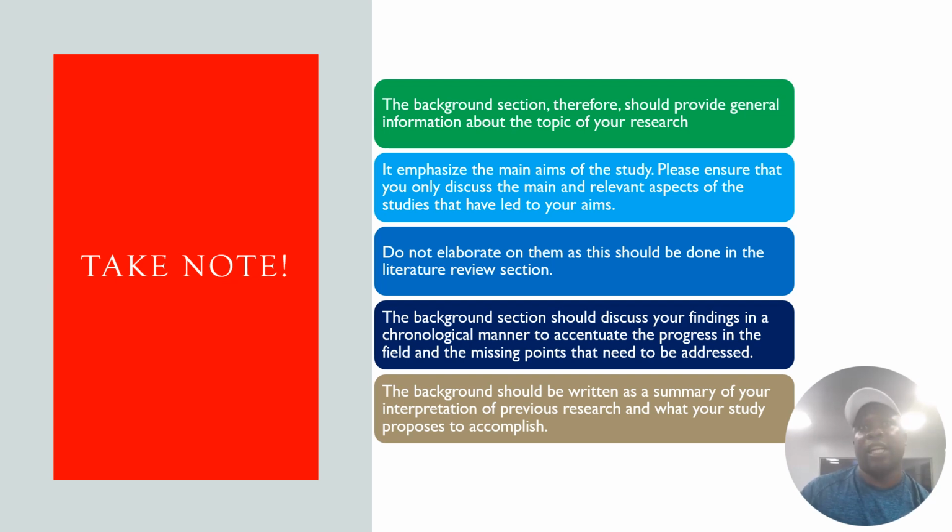Elaboration, you can do that in the literature review. The background section should discuss the findings only, what you have found in those studies, and in a chronological manner. So it's very important for you to make sure that you don't do that, and you also don't miss points that need to be addressed. The background should be written as a summary of the interpretation of previous research and what your study proposes to accomplish.